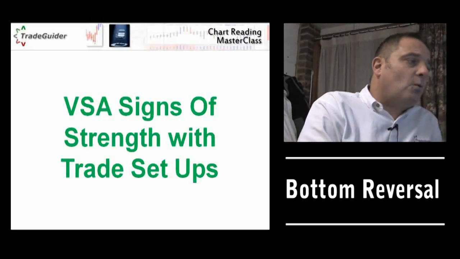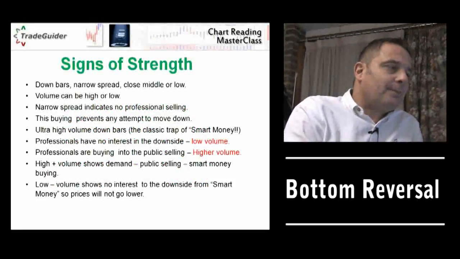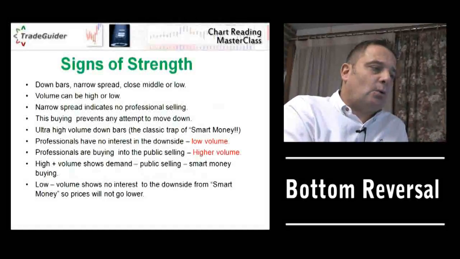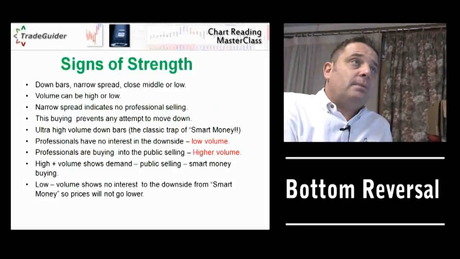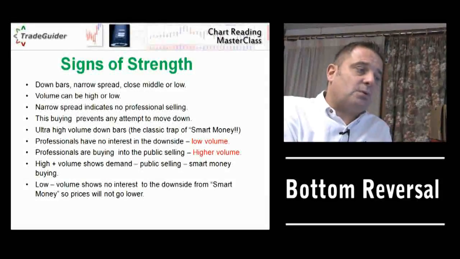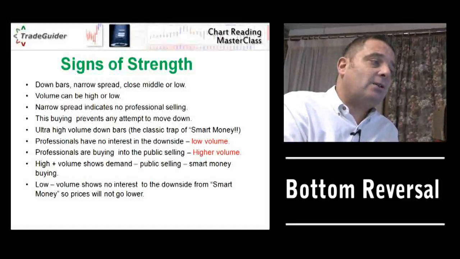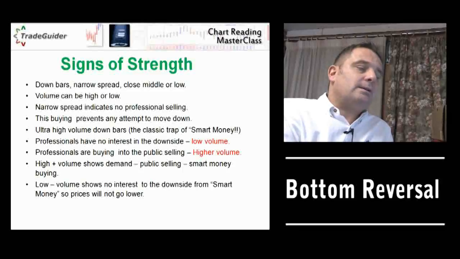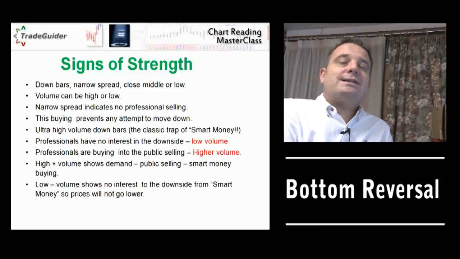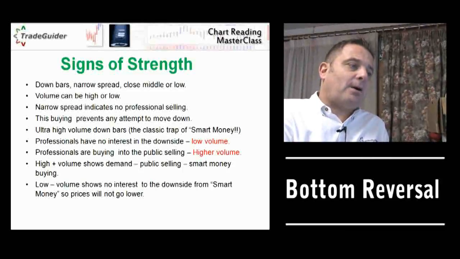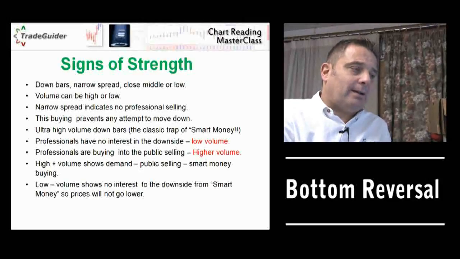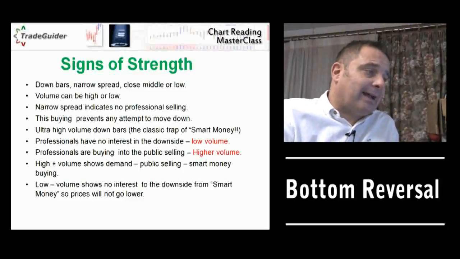Well, we'll show that. So what are signs of strength? They're down bars, okay? Narrow spread closing in the middle or low. The volume can be high or low, much the same as signs of weakness would be signs of strength, but this time they're not on up bars, they're on down bars. And let's remember, a down bar is a price bar that closes lower than the bar behind it. Okay, that's important.